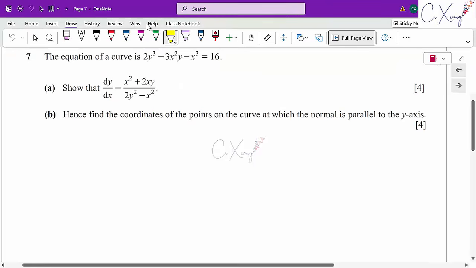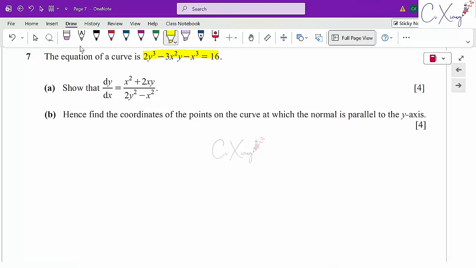Alright, so we are now at question number 7. The equation of the curve is given like this, and then they want us to show that dy/dx is equal to the expression. This expression on the right, yeah. Okay, so if you have a look at the equation here, basically you can't separate the equation clearly into y on the left, then x on the right. So what we are going to do now is we have to apply implicit differentiation. Okay, so let us carry out term by term.